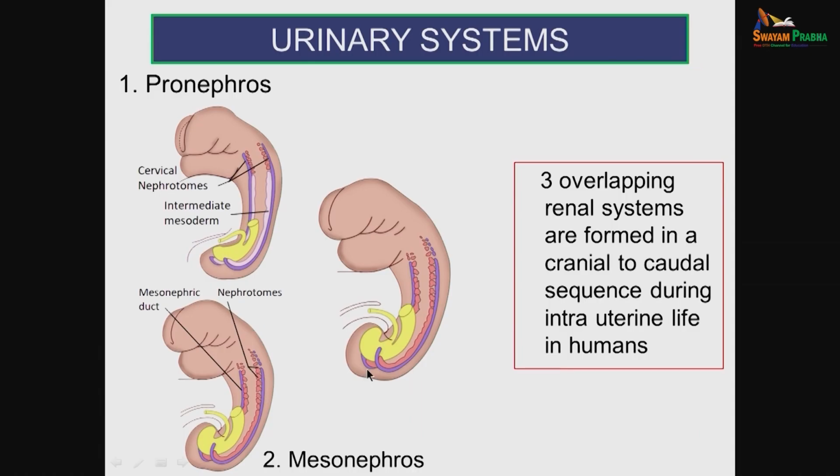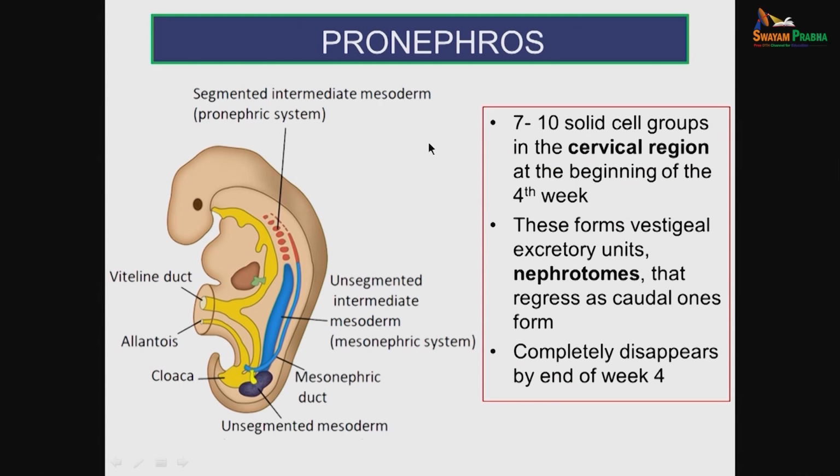So, as I told earlier, there are going to be three overlapping renal systems formed in the embryo from cranial to caudal sequence during intrauterine life in humans. They are pronephros, mesonephros and metanephros. You can see them in the pictures which are on the left side. So, we will deal with each one of them separately. So, first is the pronephros.